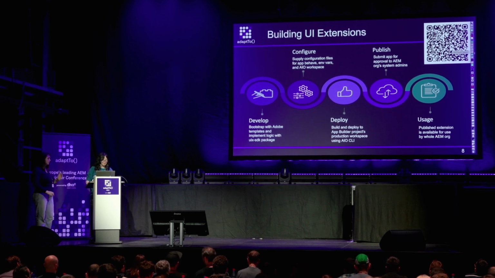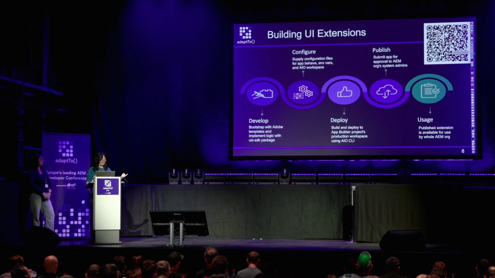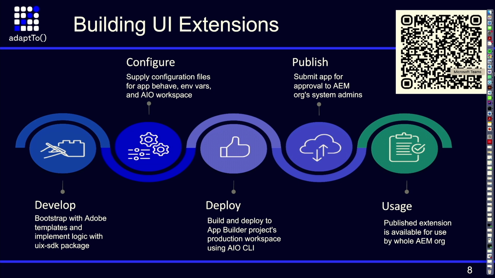So when extensibility was first rolled out, extensible services would filter App Registry for published extensions. That means it was necessary to submit the app for approval to your AEM org's system admins, which is the next step in the process. Once the system admin approved it, the published extension would become available for use in the IMS org. That's going to be important for the next slide.